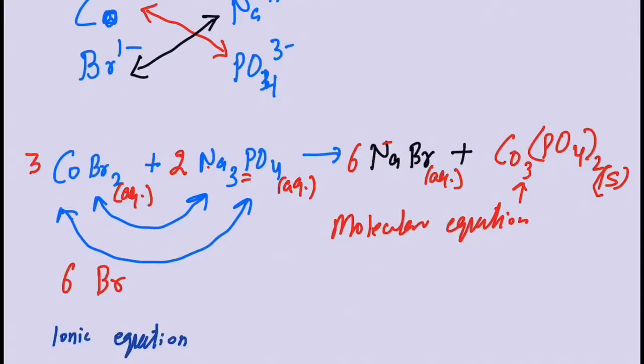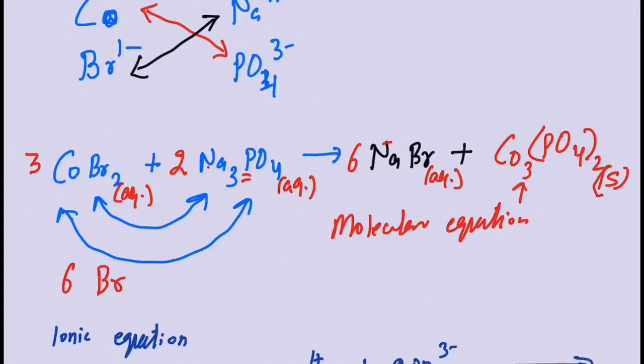So I'll have 3 Co 2 plus aqueous, and I have 6 Br 1 minus aqueous. Then, when you look at sodium phosphate, there's 2 in front of it, so make sure you take that into account. So that's going to be 6 Na 1 plus aqueous. And then you have 2 phosphates, so 2 PO4 3 minus aqueous. So those are your reactants.